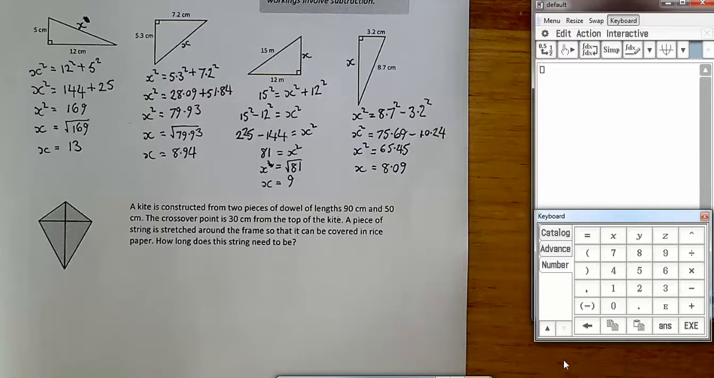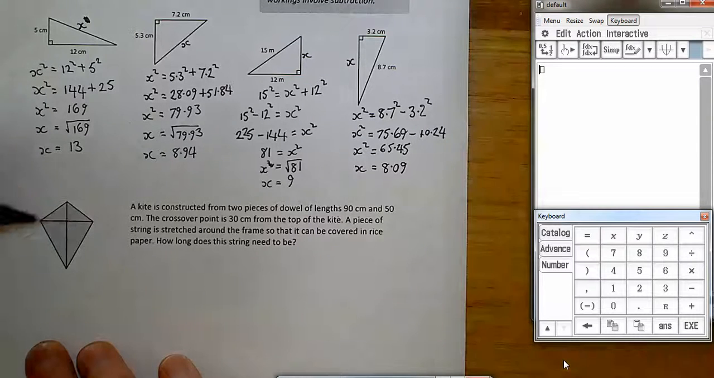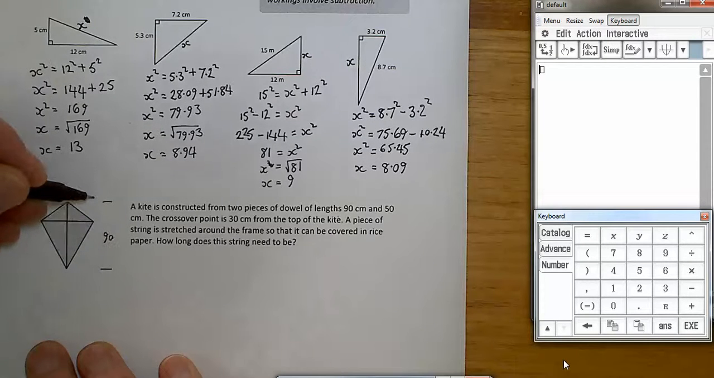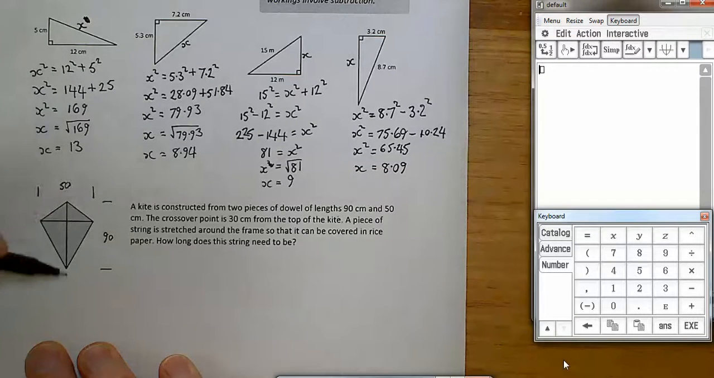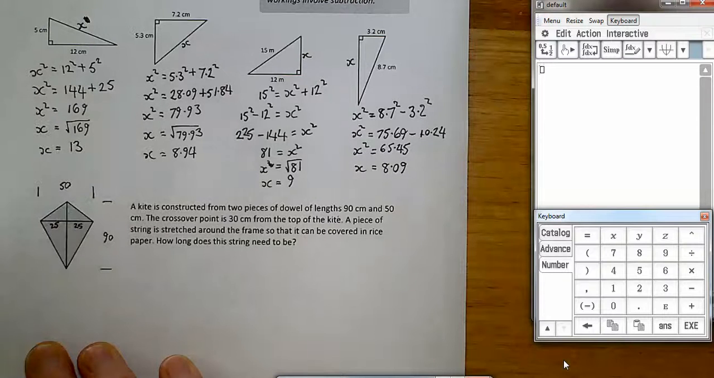Practical problem here. We've got a kite. It's constructed from two pieces of dowel, lengths 90 centimetres and 50 centimetres. So these are the wooden dowel here. One of them is 90 and the other is 50. Now this 50 is divided in two, but the symmetry of the kite tells you that this will have to be 25 centimetres here and 25 centimetres here to make up the 50.